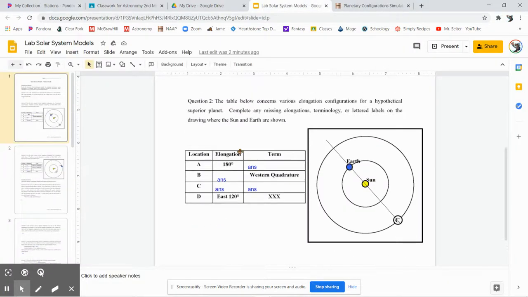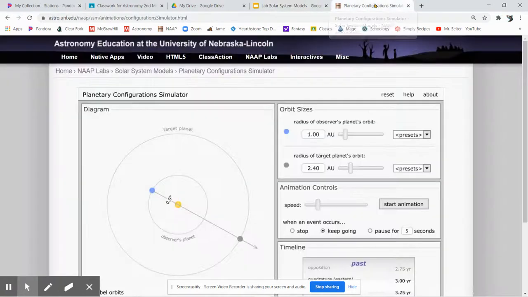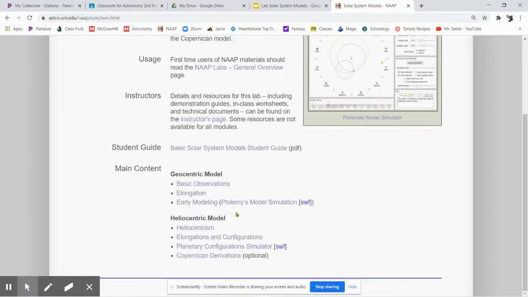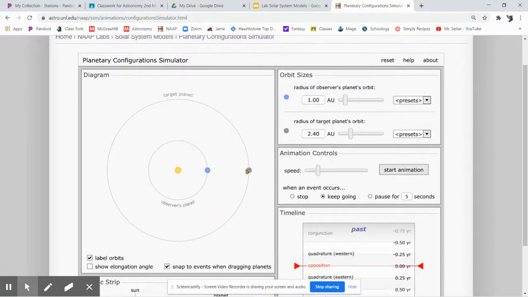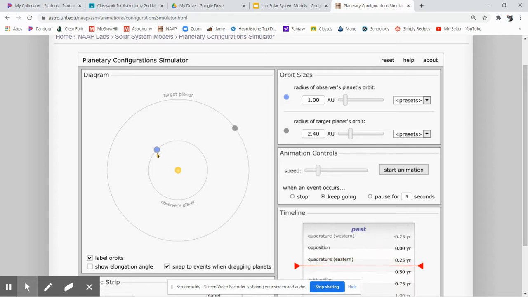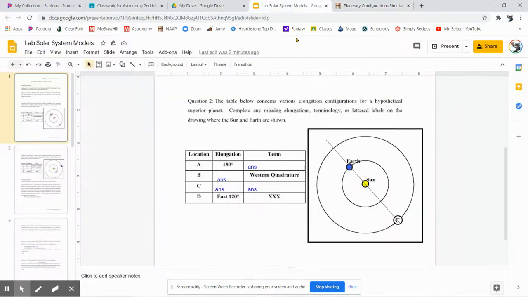Okay, so now I'm going to go to this right here, Planetary Configuration Simulator. We're going to click this in. Let's try to get this lined up like we have it in the lab here. I'm going to just grab and spin the Earth until we're in conjunction, I believe is where we want to be. I clicked over here, conjunction. So now we're pretty much set up like this picture.